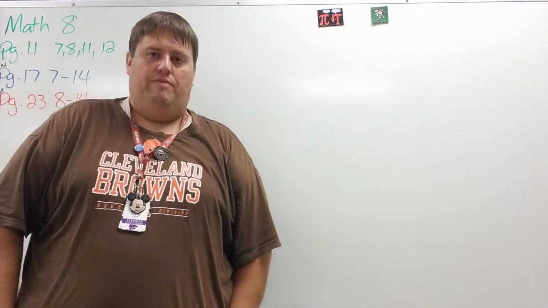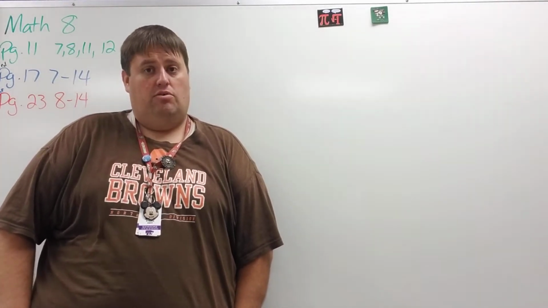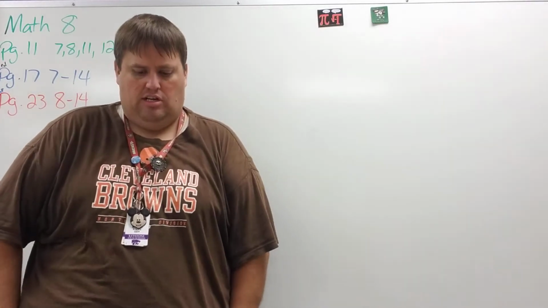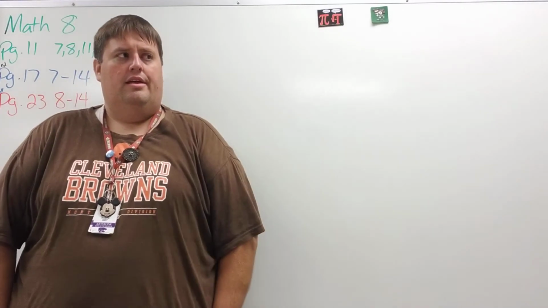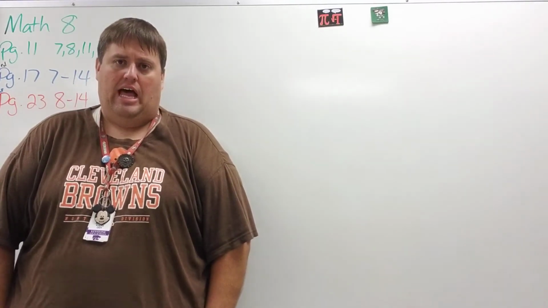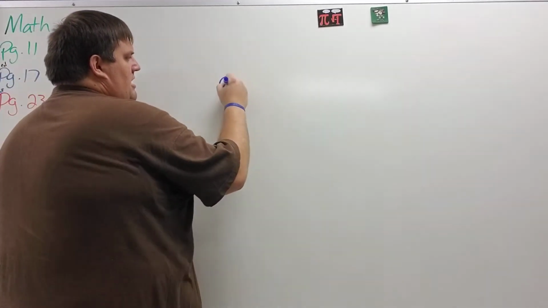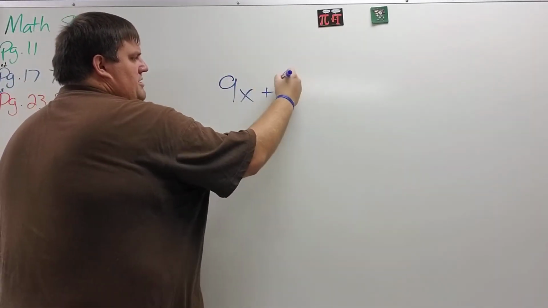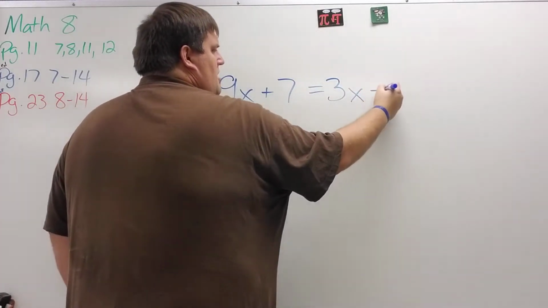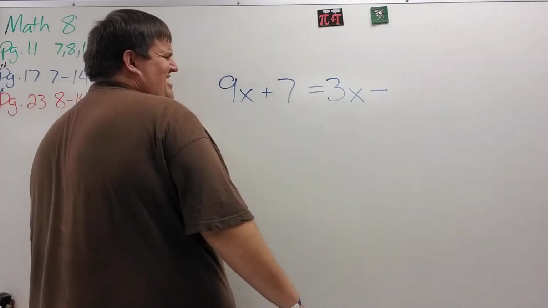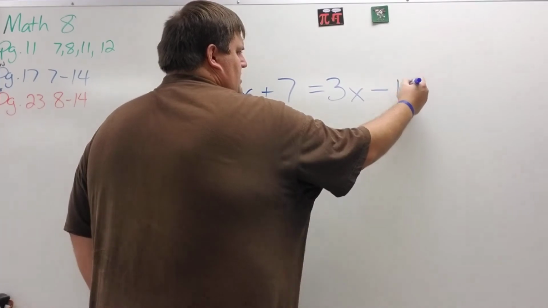So far we've only had variables on one side. I know this is something that you do in 8th grade because that's what I teach, my Reg 8s, and hopefully you'll remember. If not, we can definitely use some examples. So let's say you have something like 9x plus 7 equals 3x minus 17.